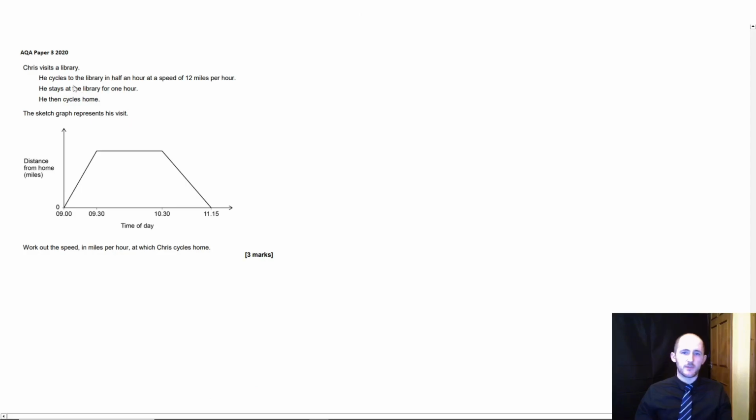Again, speed time graph. So Chris visits a library. He cycles there in half an hour at a speed of 12 miles an hour. Stays at the library for an hour. He then cycles home. Work out the speed in miles per hour at which Chris cycles home.